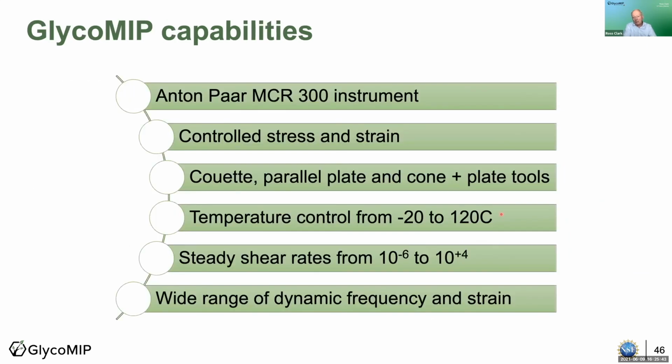So let's wrap up. You've got there within your center a MCR 300 that you recently took delivery of. It's a beautiful controlled stress and strain instrument. You've got Couette, parallel plate, cone and plate tools. It's got great temperature control, can measure steady rates over a wide range, and it's got a very wide range of dynamic frequency and strain capabilities. So it's a great tool.